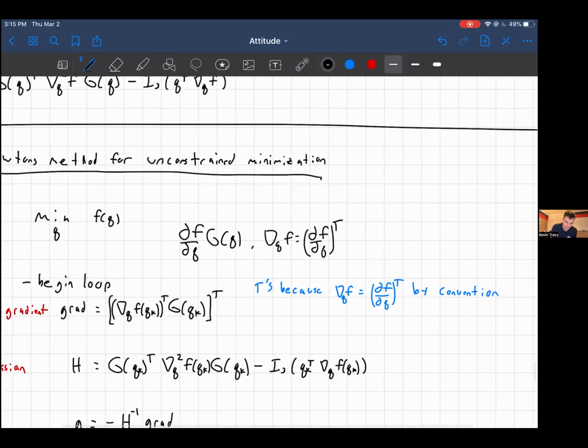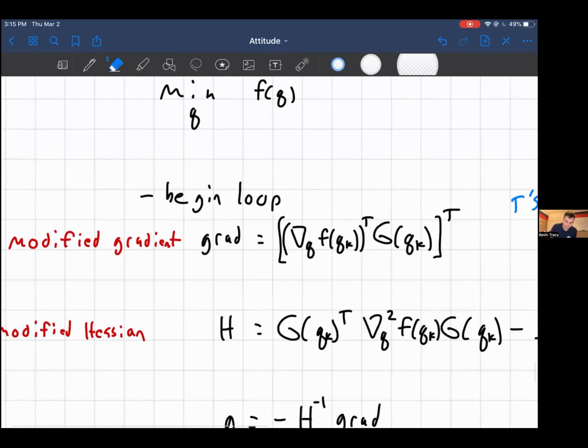So I wrote this out in blue, but just so you know, looking at this is kind of where the transposes come from. Our modified gradient is going to have this, our Jacobian. We throw the G on the right-hand side, and then we'll just transpose it again since we want this gradient to be a vector. So these two T's come because we want our gradients to be column vectors, and we convert to and from this by using the transpose.